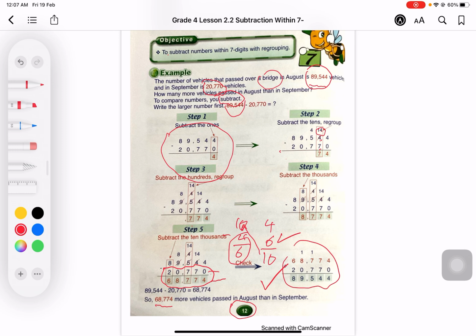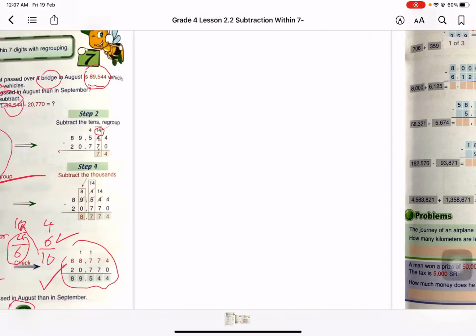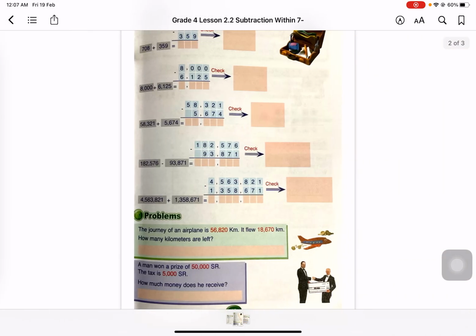Now we finish from page 12. Let's go to page 13. Now in page 13 they write for us questions and they want us to subtract and they want us to check. After subtracting they want us to check our answer.